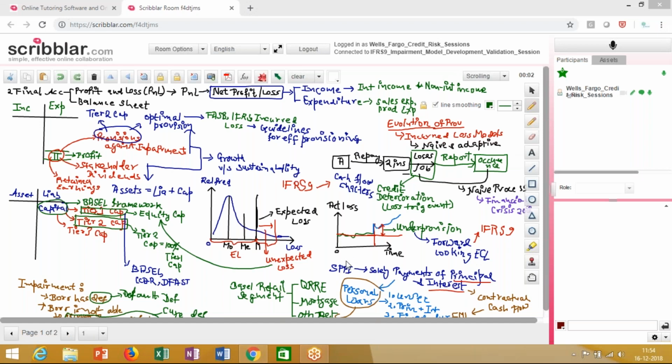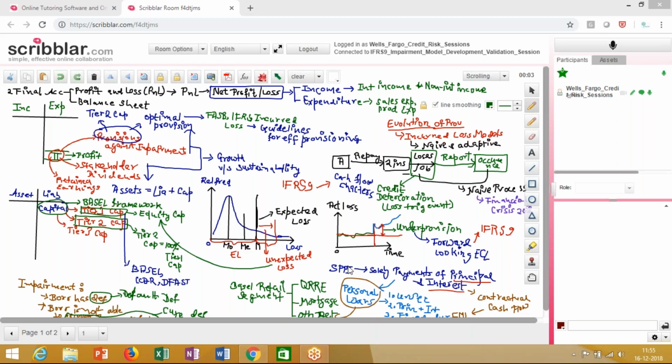Good morning everyone, and welcome to a fresh new session on IFRS 9 Impairment Model Development and Validation. So, just a very quick recap of the discussions that we were into. We started talking about the different financial statements of the bank and where the role of provisioning comes in. Also, we had been discussing the assets.